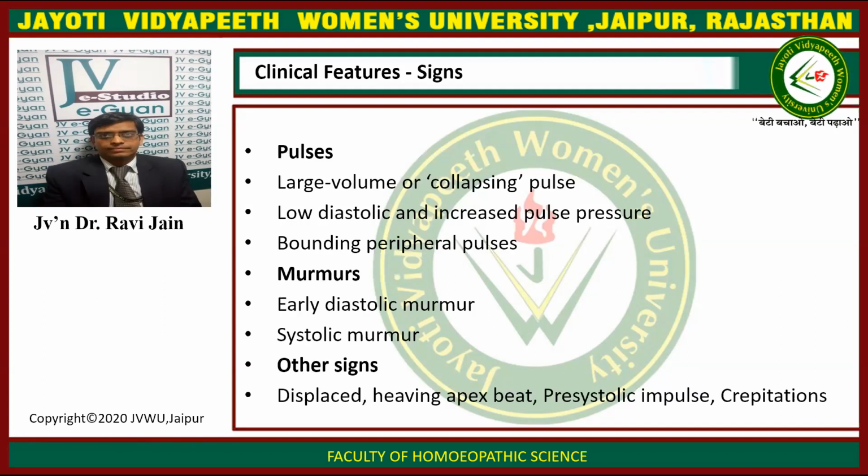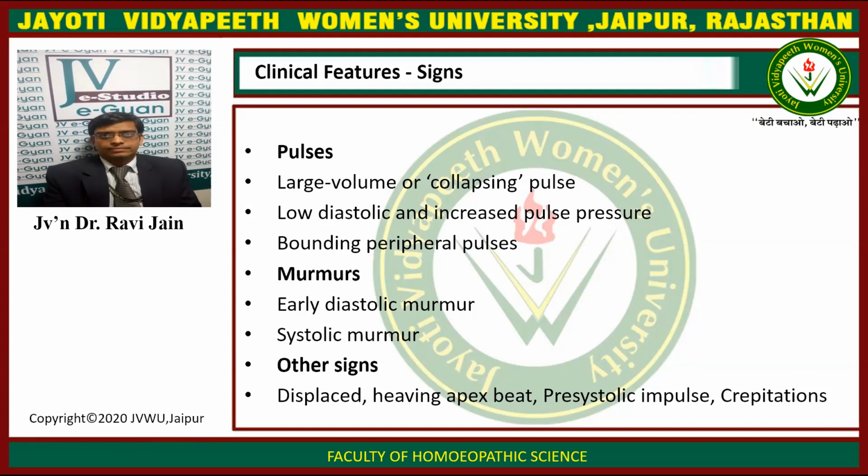Now, what are the different signs in case of aortic regurgitation? The signs include pulses. Whenever you try to palpate the pulse, there is a large volume or collapsing pulse that is felt in the patient. There is low diastolic and increased pulse pressure. There are bounding peripheral pulses. So I will again repeat the pulses. The pulses will be large volume or collapsing, there will be low diastolic and increased pulse pressure, and there will be bounding peripheral pulses.